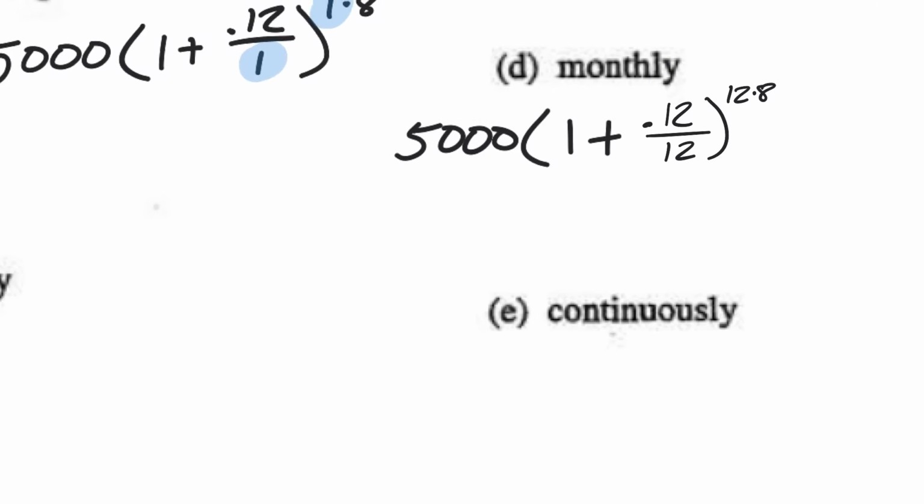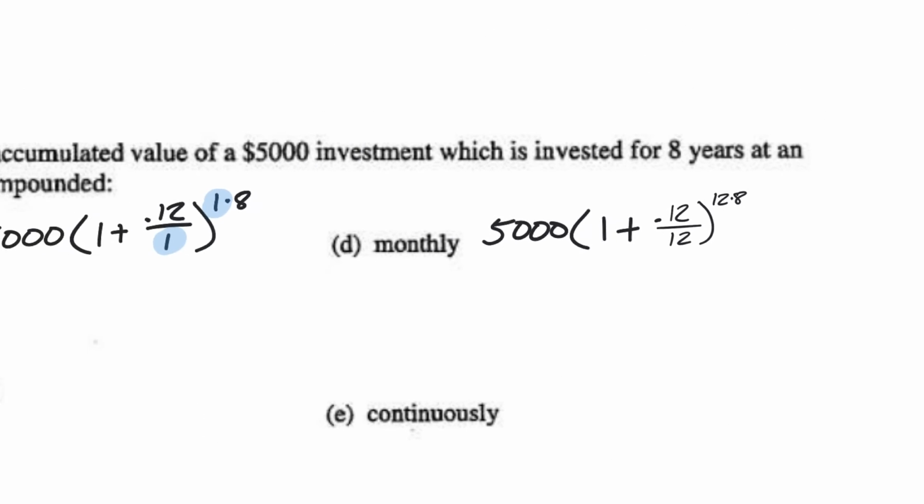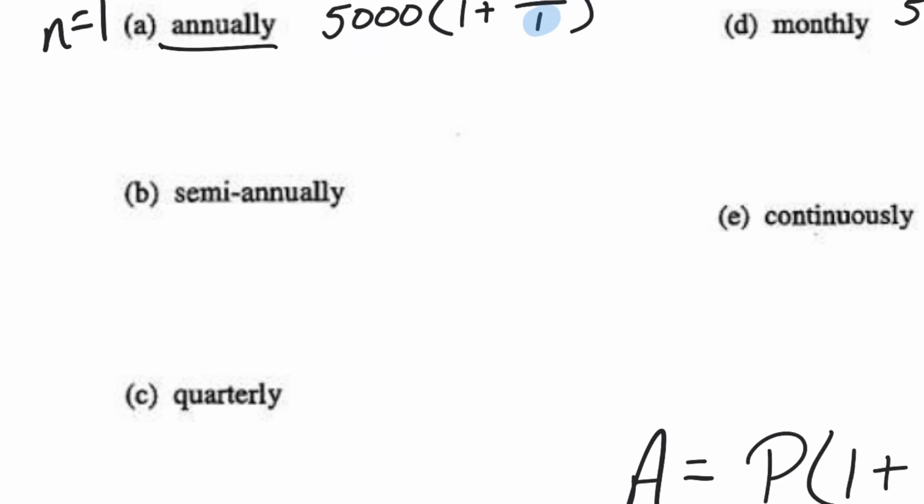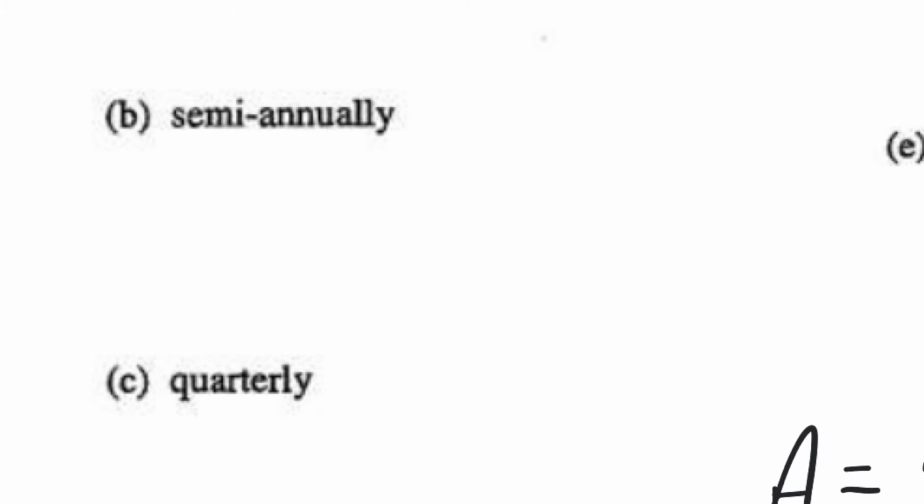Again, we're just going to fill out all of our information here. Semi-annually means twice. Think of a semicircle, half of a circle, so it's going twice. So it's going to be $5,000. We are still getting the 100% of our money, divided by 2, to the 2 times 8 power.